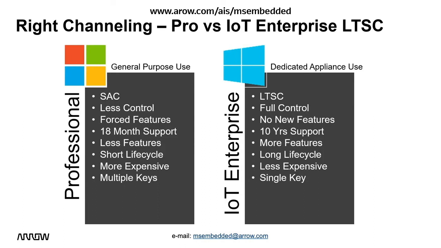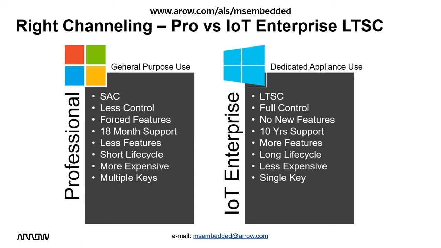If we take a direct comparison with Pro on the left and IoT Enterprise on the right, Pro falls under the semi-annual channel service channel, which means you get less control of Windows updates. You get new features forced down to your system. You get a very short 18-month support window, 18 to 30 months, depending on which build you're on. You get less features, short life cycle. It's more expensive, and you have to deal with multiple keys.